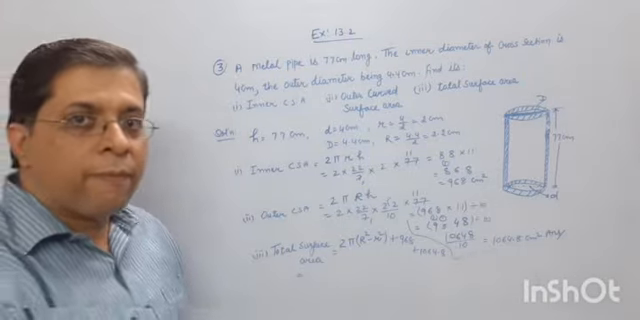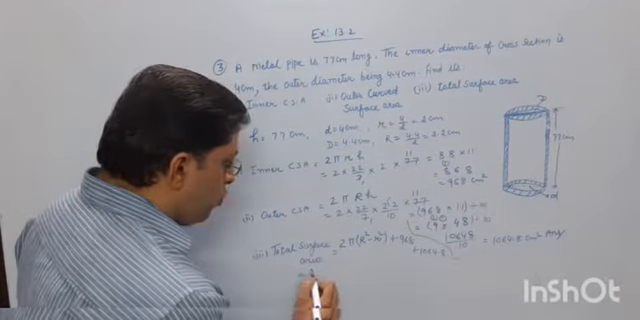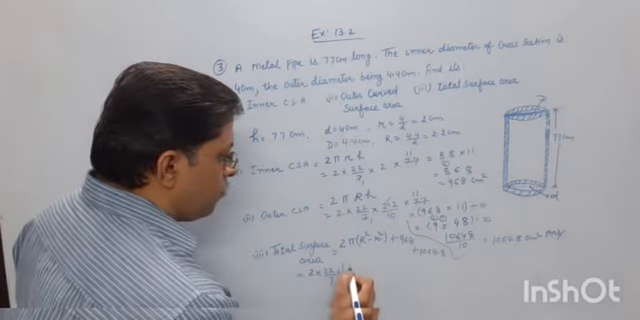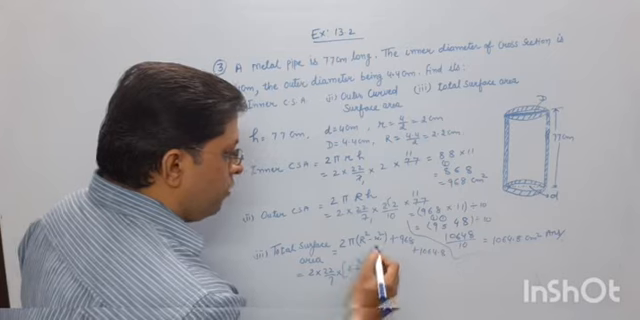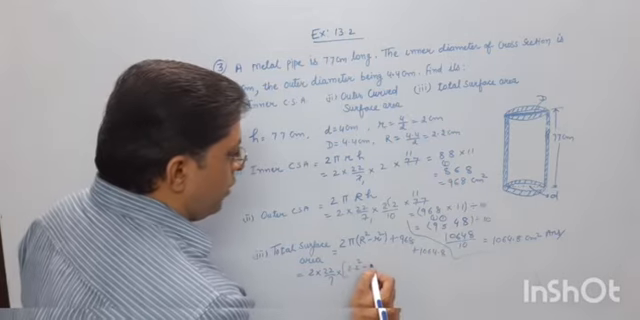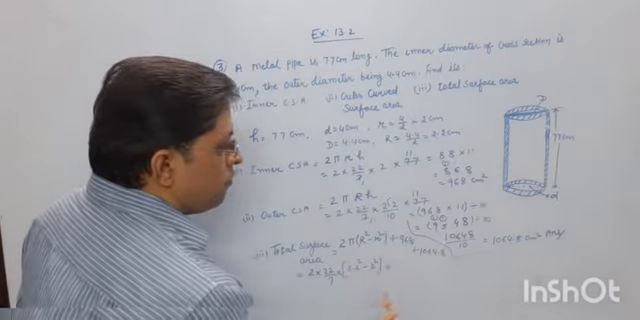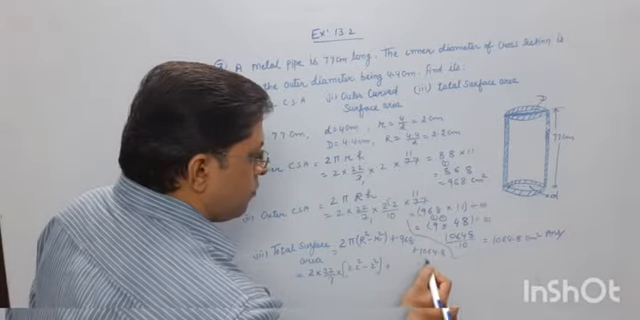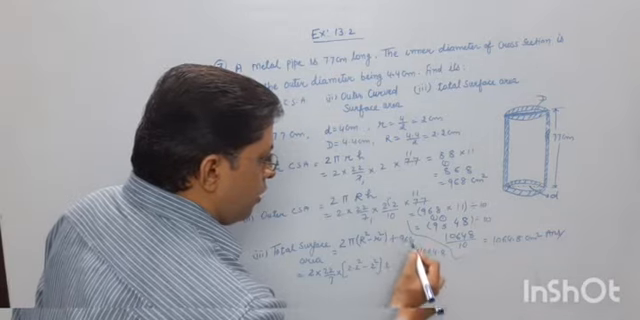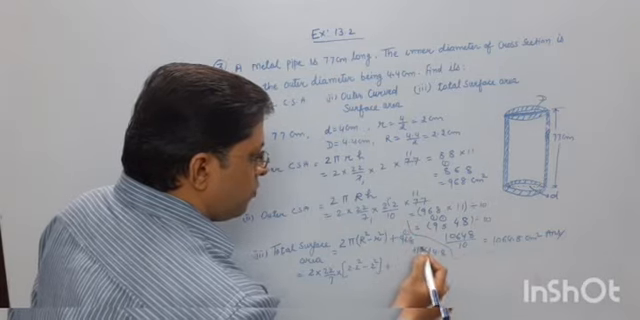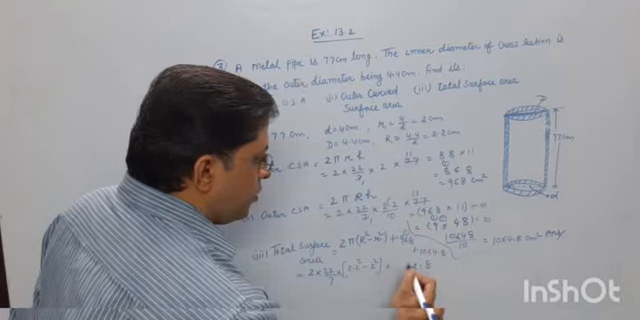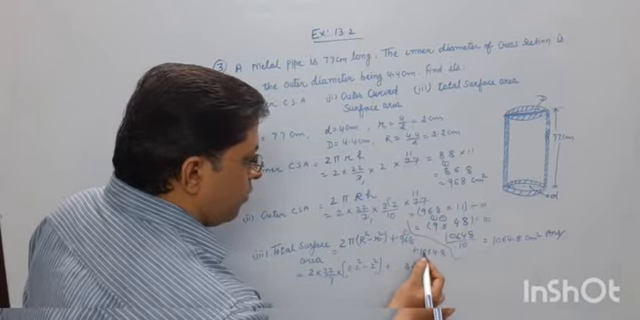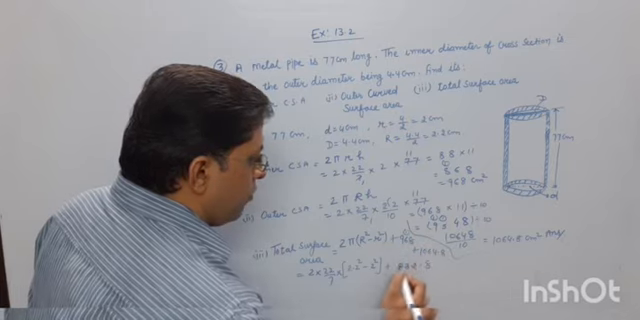Now come. 2 into 22 upon 7. This is 2.2 square. R is what? 2 square. Then you have to add this. 8 plus 4, 12. 1. 6 plus 6, 12 and 1, 13. 1. 9 and 1, 10. 0. Then 1.